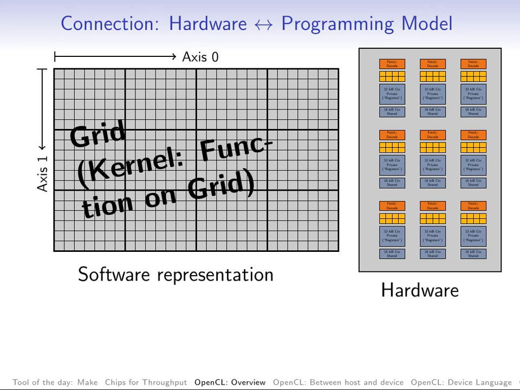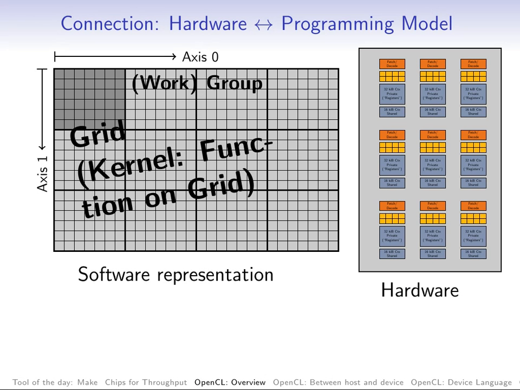Right. So you see that there are some lines here that are thin and some lines that are thick. And that's how the second level of the parallelism shows back up in the programming model. So the next subdivision from a grid is called a work group. And you explicitly specify the size of a work group as well.